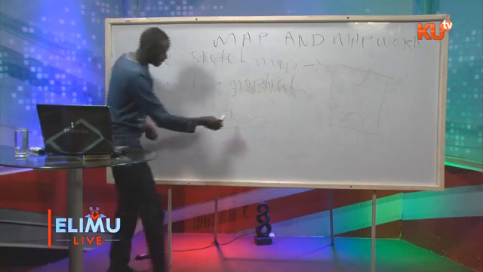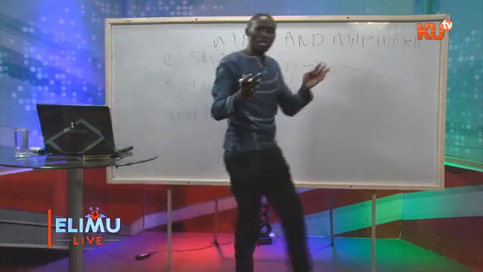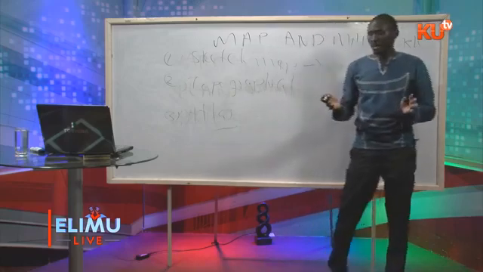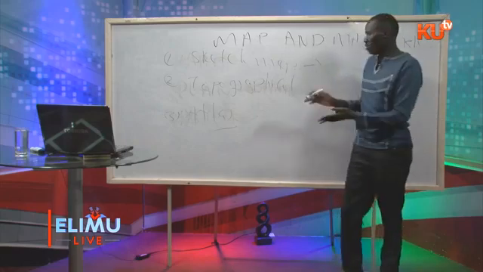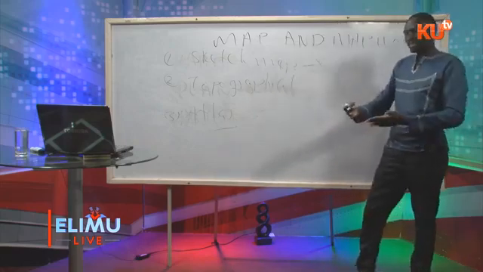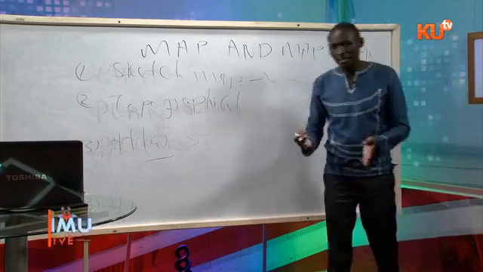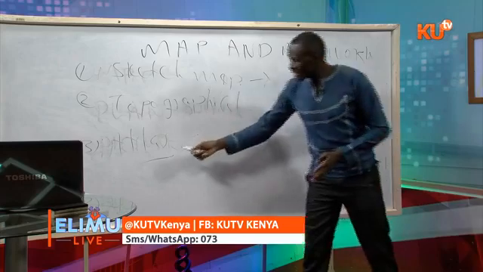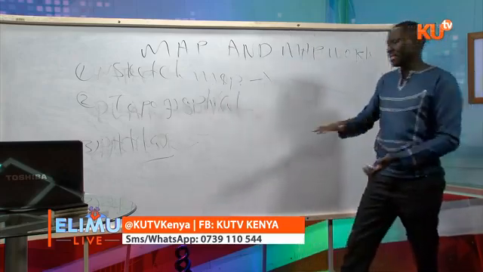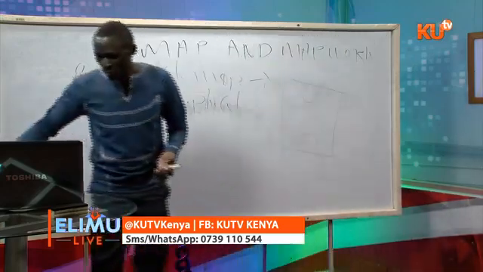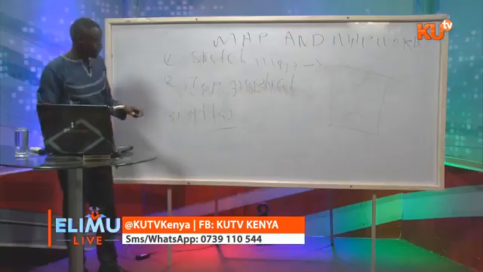So atlas maps, these are maps that are collected together and combined in one book. So all of you, when you join Form 1, one of the requirements is that you are required to report with an atlas. And an atlas carries different types of maps which are combined together to form a book. So those are the three types of the map.